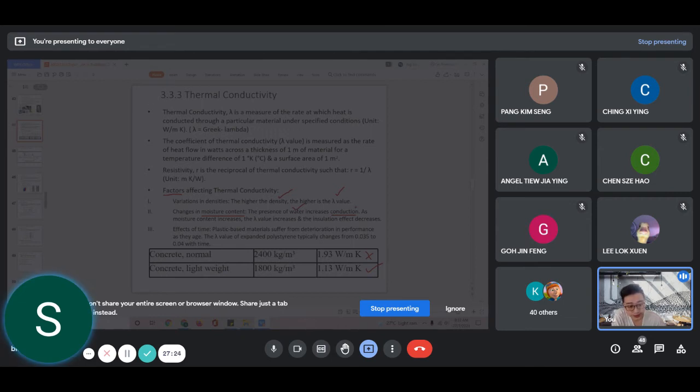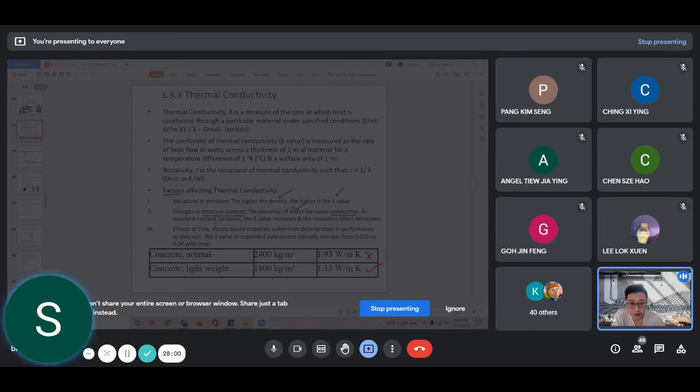So remember, conduction is the exchange of heat energy through the air particles, meaning heat is present or being held in the air itself, and then through conduction, they are able to very quickly transfer the heat energy from area to area. So let's see, as moisture content increases, the lambda value increases, and then the insulation effect decreases. So this is a longer explanation.